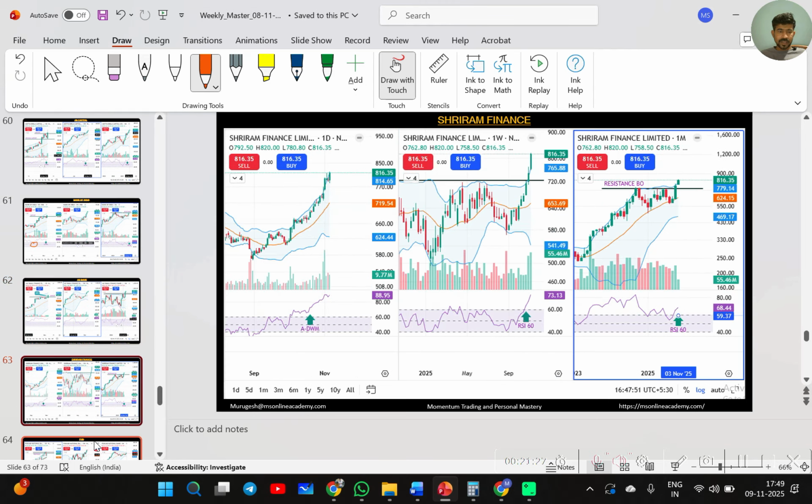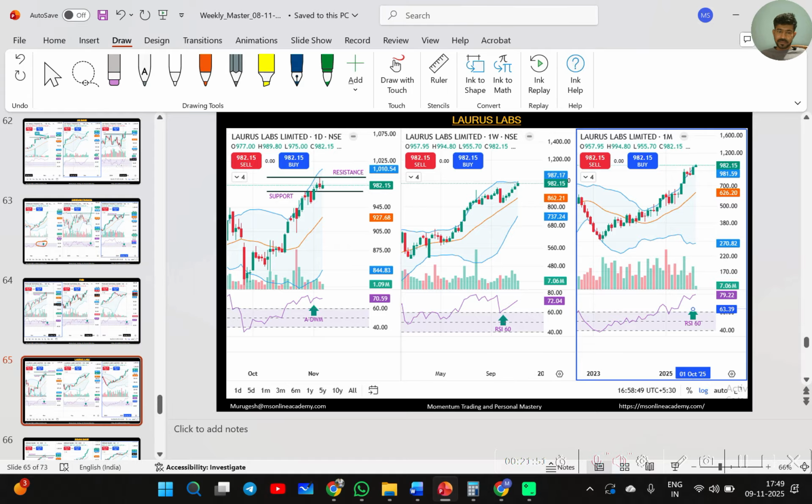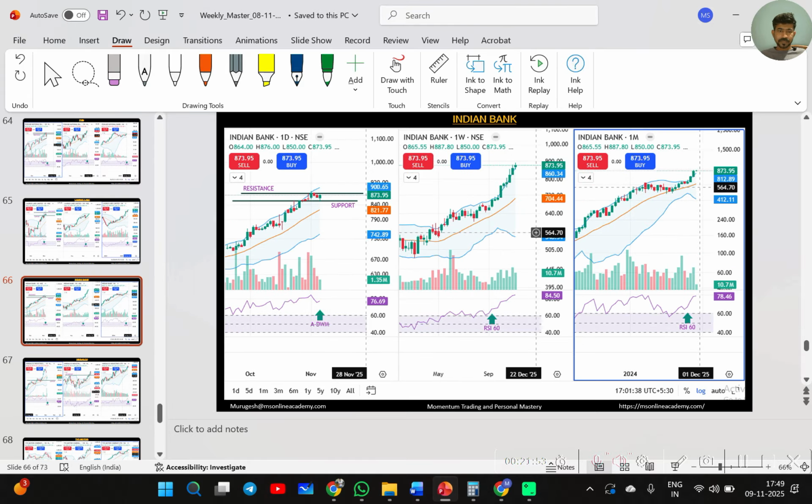AU Bank, this is also a breakout from the consolidation. Sriram Finance, this is a breakout. But if you are tracking here, then this was one of the very good opportunities around 660. We would have entered a few days back. Okay, and PNB. Okay, this is advanced DWM plus PRD. This is very strong. Laurus Labs, advanced DWM, but it is not near the 60. Just wait now.